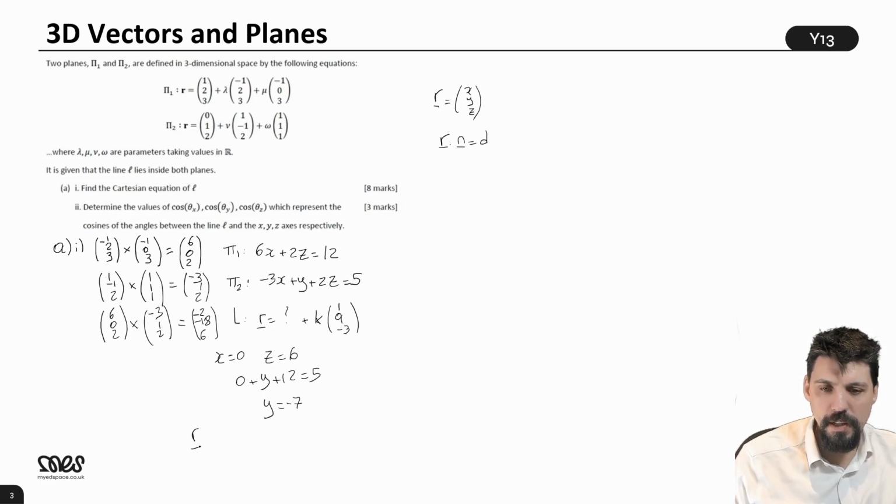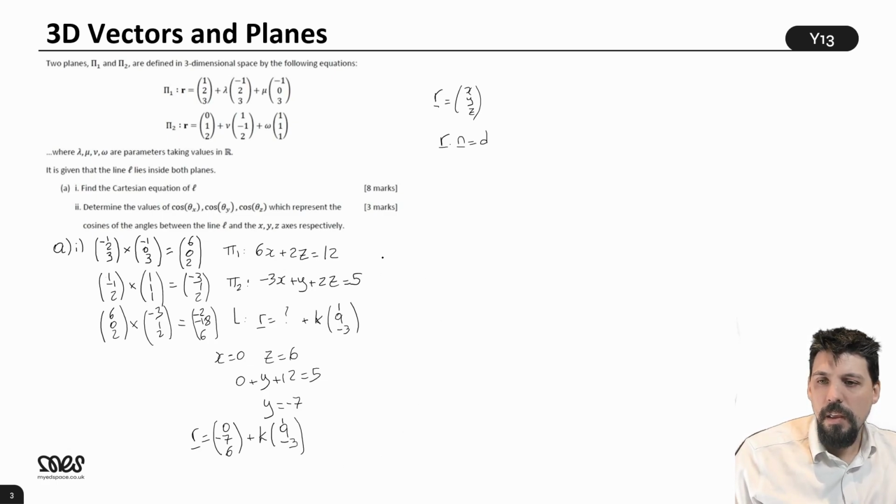the equation of the line is (0, -7, 6) plus some scalar times our direction vector, which was (1, 9, -3). Right, let's finish this part up here.